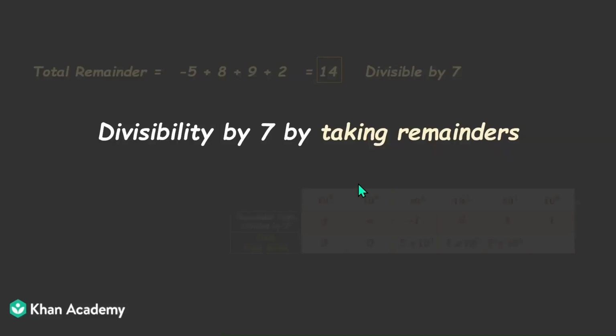Hi everyone, today we learn the divisibility by 7 by taking remainders. So let's see how that's done. Let's take the help of an example. Suppose we have to do this division and we have to see whether 5432 is divided by 7 or not.